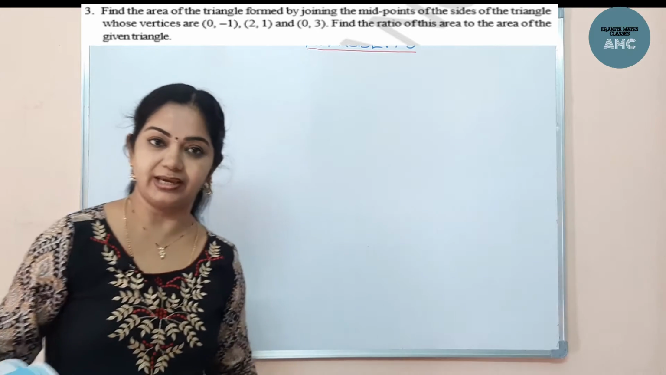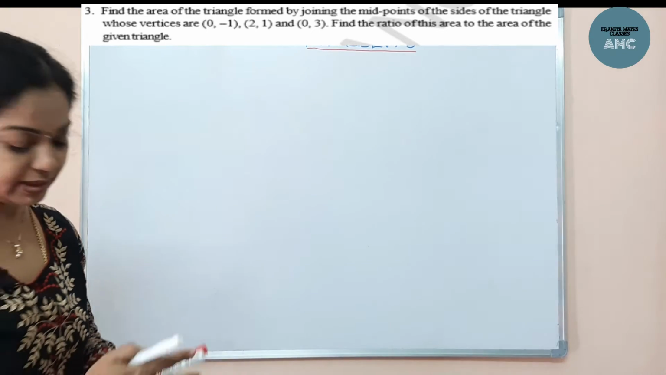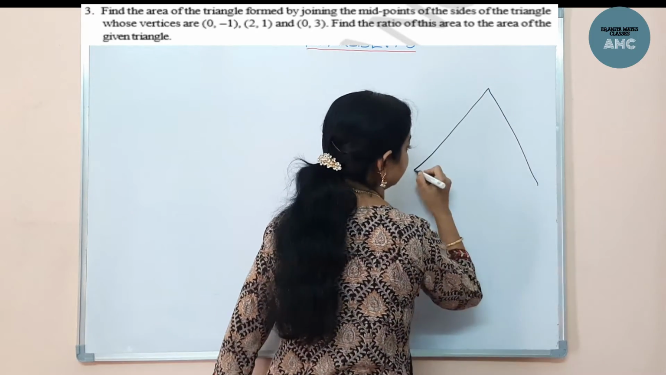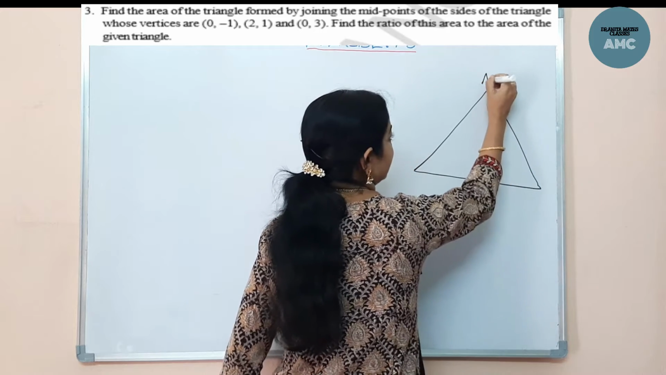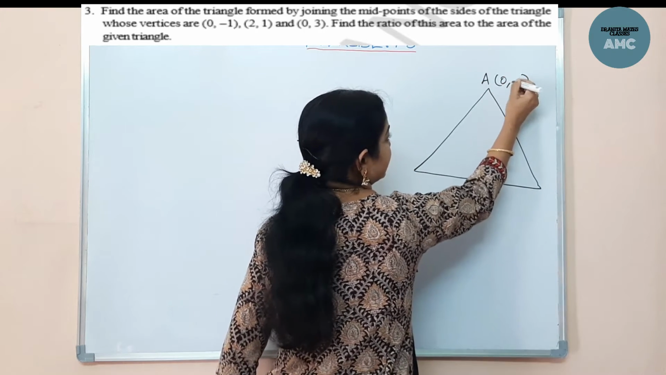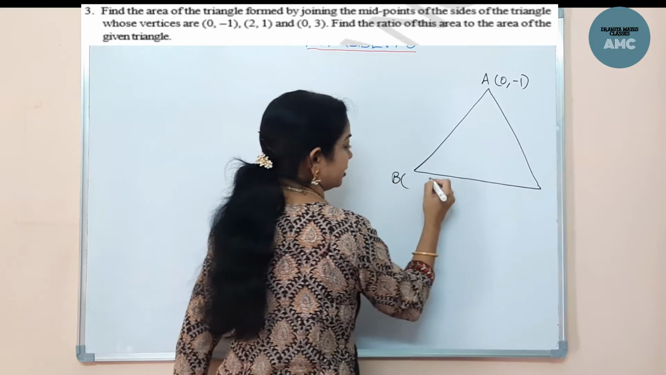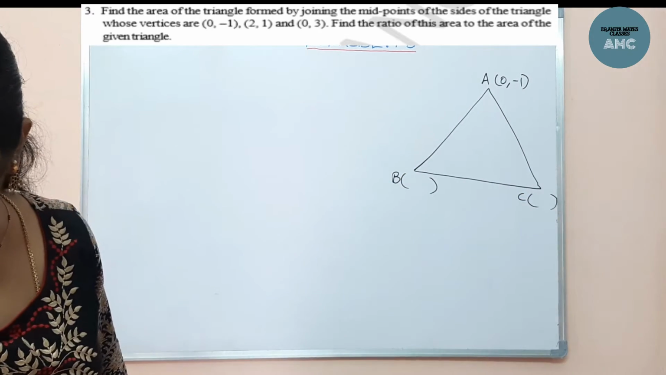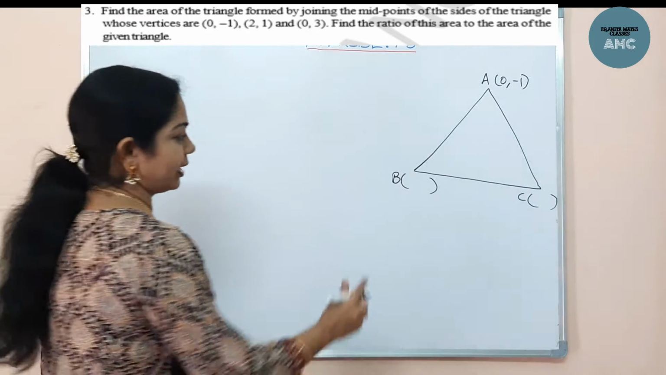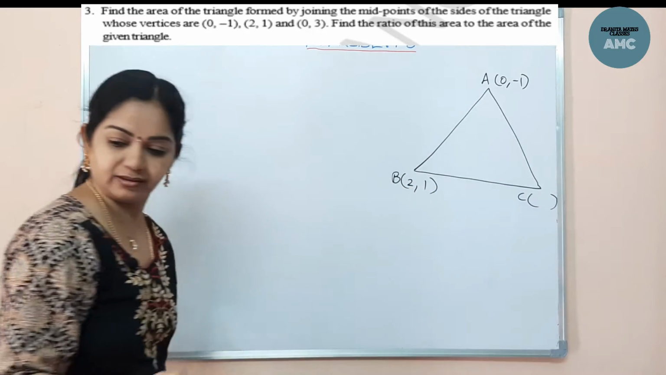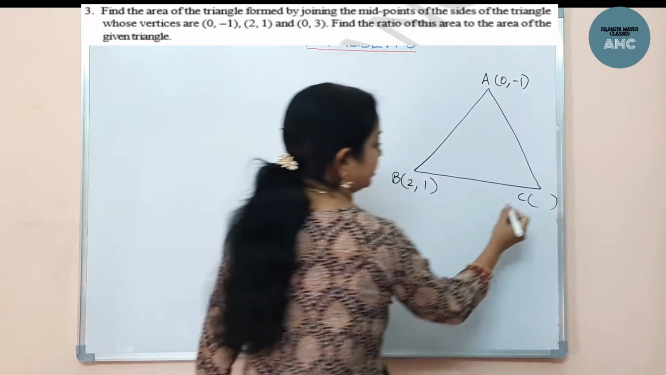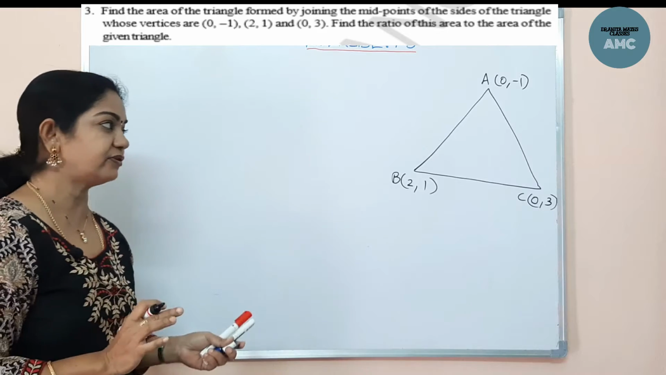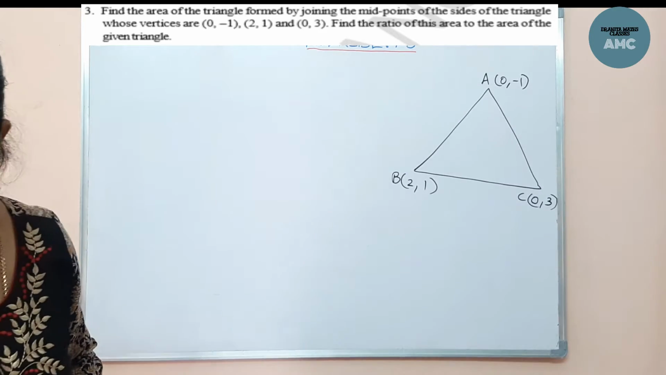First, there are 2 triangles here. One is embedded in the other one. Let me draw it first for you. This is the triangle. Let us suppose A is (0, minus 1) as given, and B and C. The second one is (2, 1) and the third one is (0, 3). Only this information is given. The vertices are given.